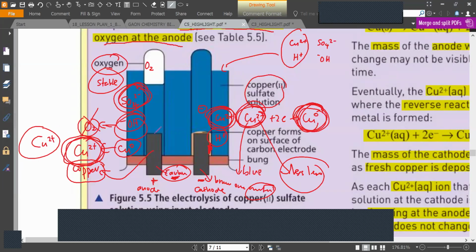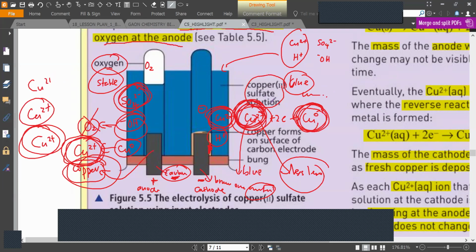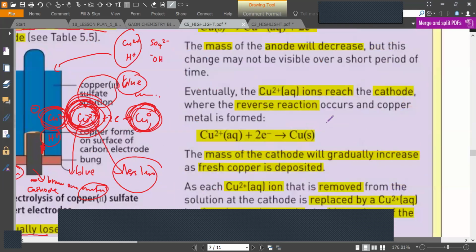So what is actually the effect of this? You see, this one, we keep using up the copper 2 plus here, so the blue color will be less and less. But if we change this to copper electrode, now we keep adding the copper ion. Here we are using, here we are adding. So in this case, the blue color stays the same. That's the main point.